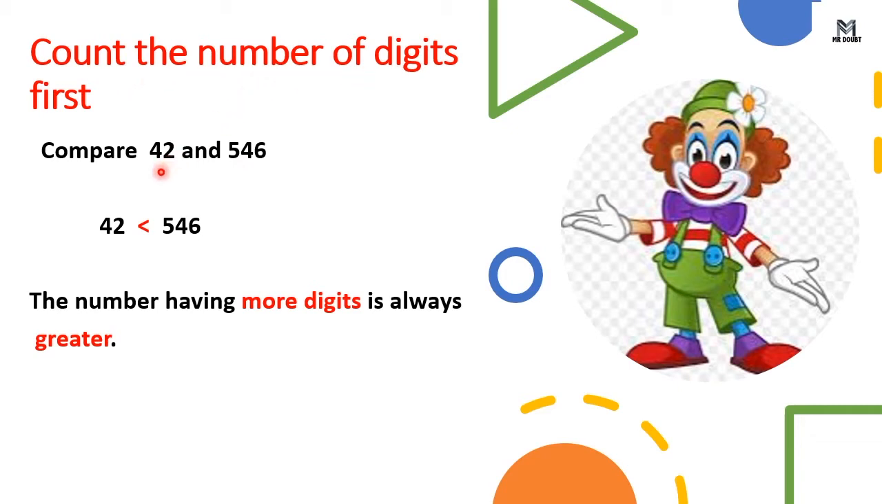So now here in 42, there are only two digits, while in 546, there are three digits. So obviously, the number having more digits is always greater, right? Always greater. This number with more digits is always greater than the number having fewer digits. So 546 is greater than 42, and you can see the alligator's mouth sign. It's open here. Why? Because this number is bigger, or this number is smaller.